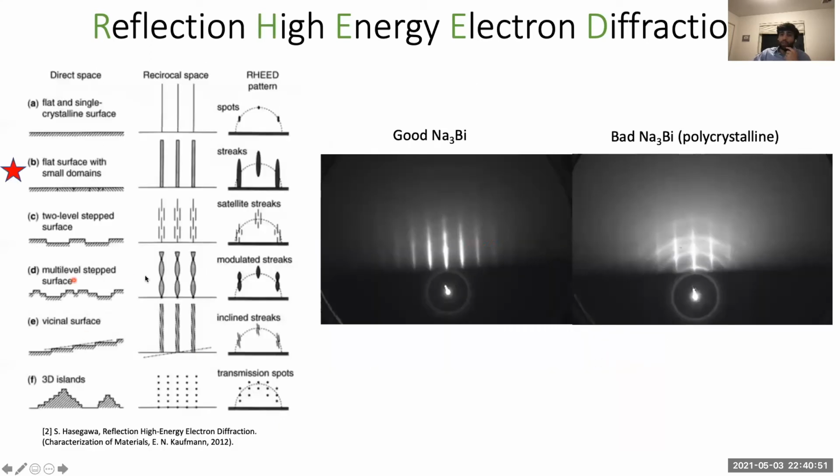So depending on the topology of the sample surface, we will see different RHEED patterns shown on this diagram to the left. Now you can see I marked pattern or direct space B with this star over here, which is typically the section that we deal with the most. So our material that we grow, our sodium bismuth, is typically a flat surface with small domains. So it's mainly single crystal, but there are some domains in there, and it's generally very flat. And so this corresponds to a RHEED pattern shown over here on the right, which is these streaks.